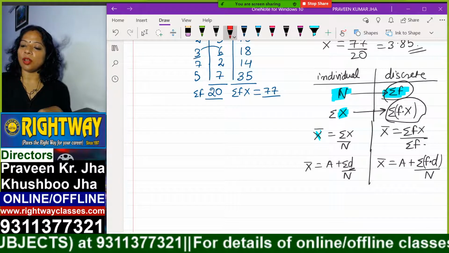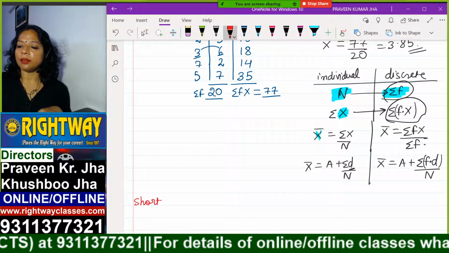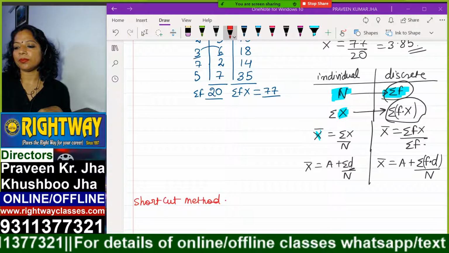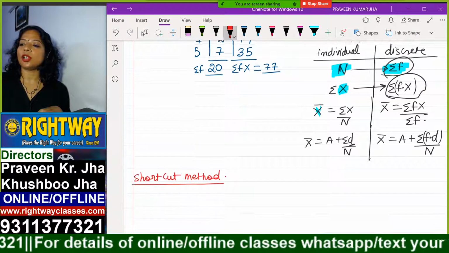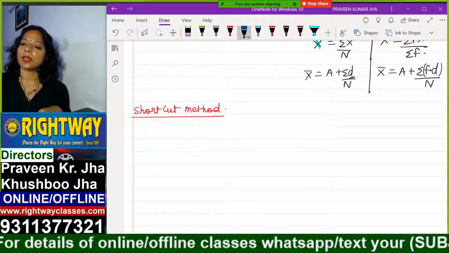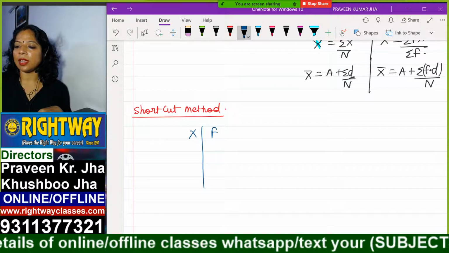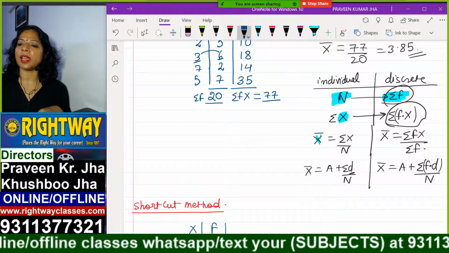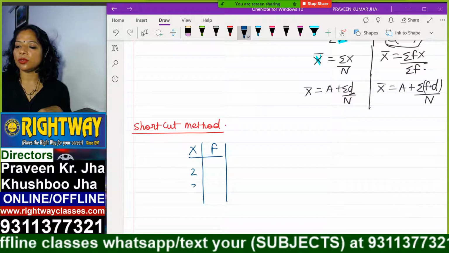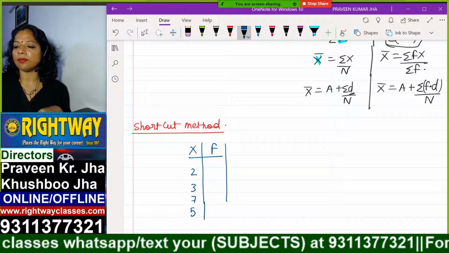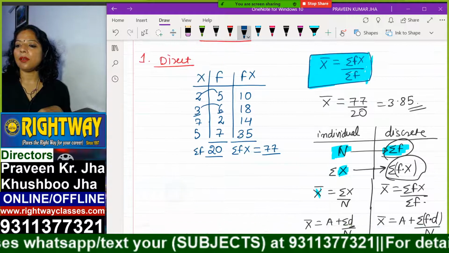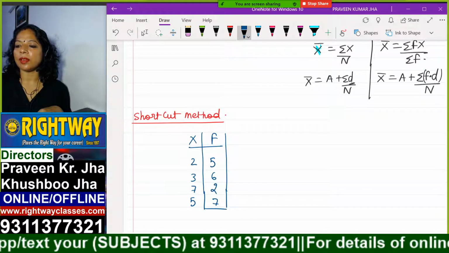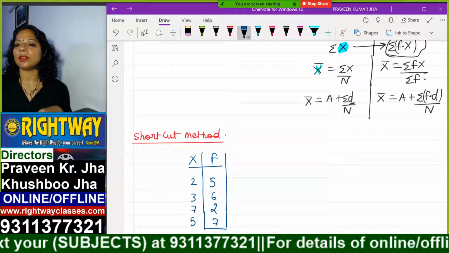So the next topic is the shortcut method, which we are going to do. Suppose x and f are there. If we are using the same x and f, there is no harm in that. x is 2, 3, 7, 5 and f is 5, 6, 2, 7. What was summation f? 20.